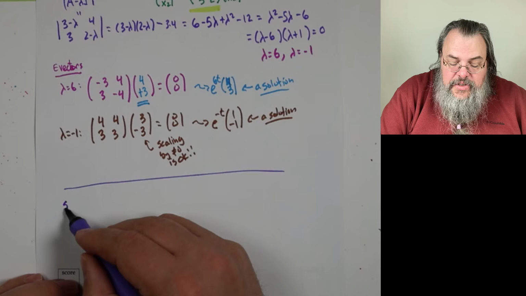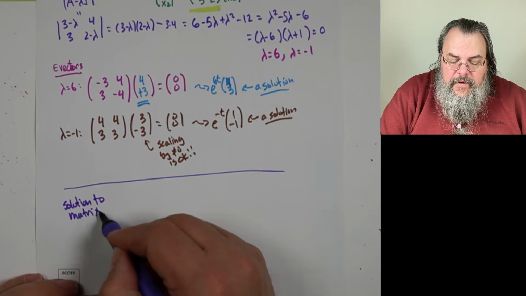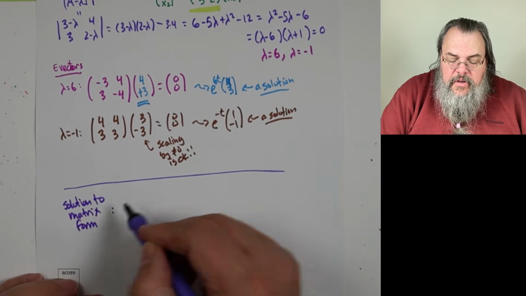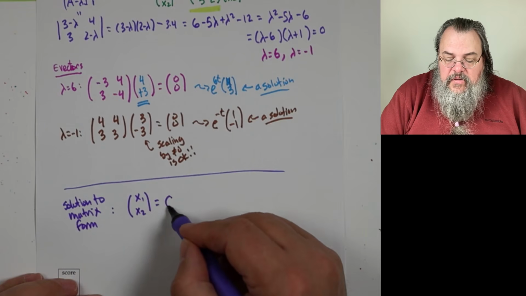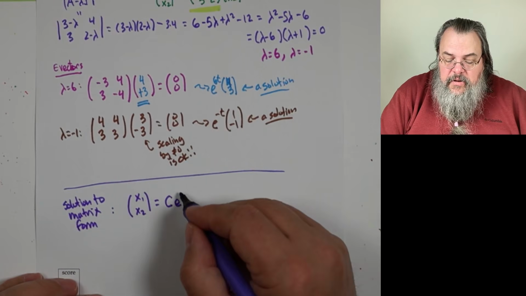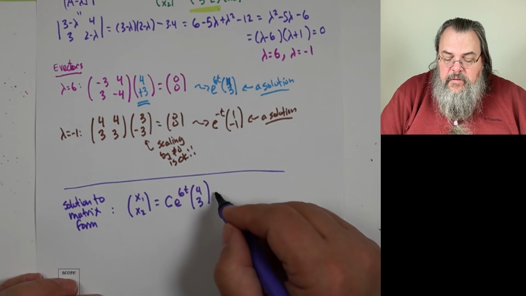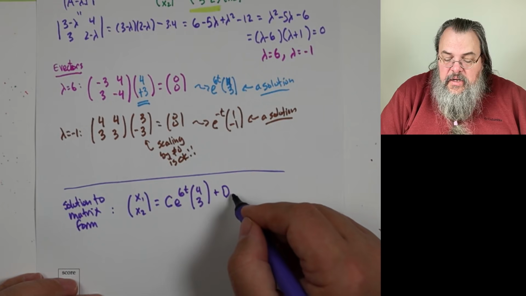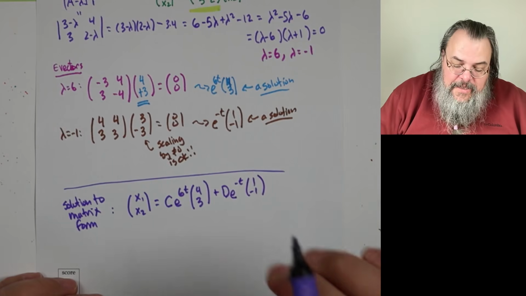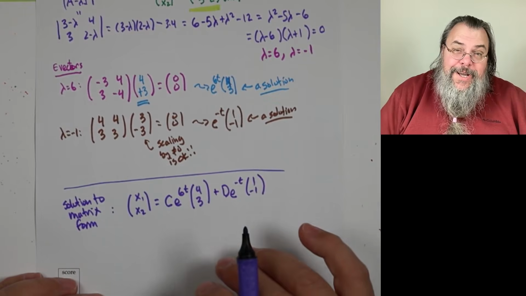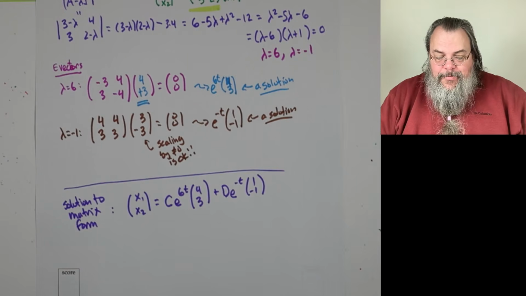So our solutions to the matrix form of our setup, what does it look like? Well, we have our x1, x2. Looks like some constant c. It doesn't matter which order you go in. I'll do it in the order we solved: e to the 6t, 4, 3, plus some constant d, e to the minus t, 1, minus 1. Now, if we stopped here, we wouldn't get all the points. We want all the points. Let me just talk about why.